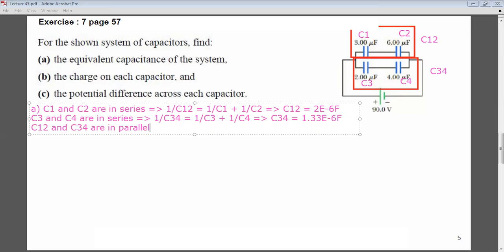Then C12 and C24 are in parallel, which implies we take the sum of C12 plus C24, and this will be 3.34. Then we have to get the charge on each capacitor.